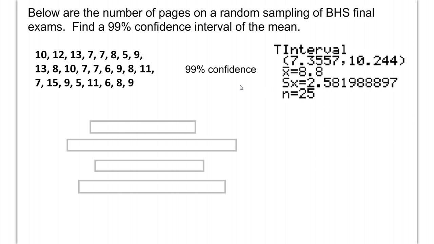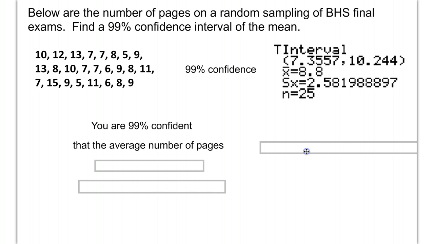This means that we are 99% sure that the population, 99% confident the population mean is somewhere between this value, 7.3, and this value, 10.2 pages. So if we were to write that, again, we always start with our level of confidence. So you are 99% confident, and then we're going to move on to what average we're finding. We're finding the average number of pages.